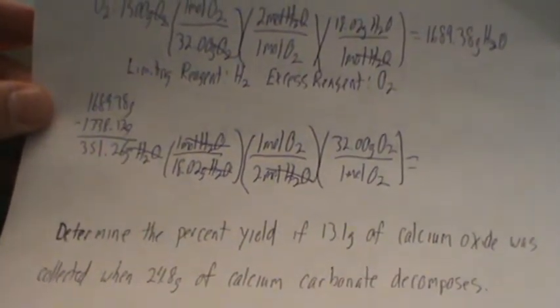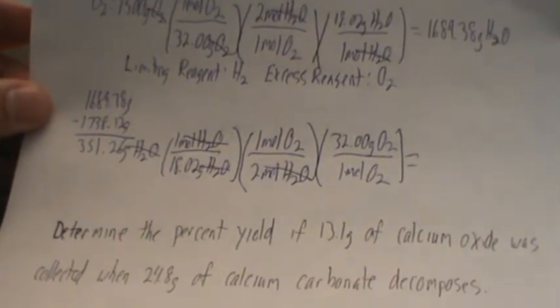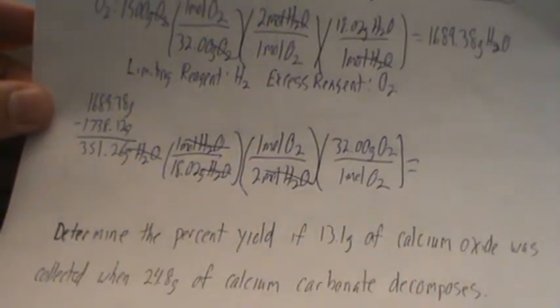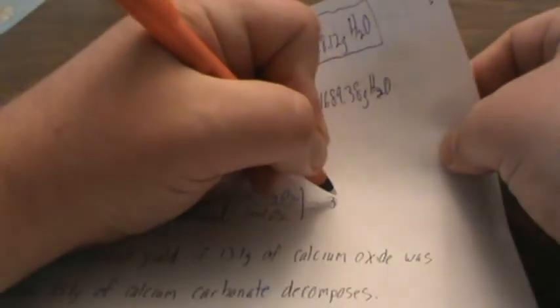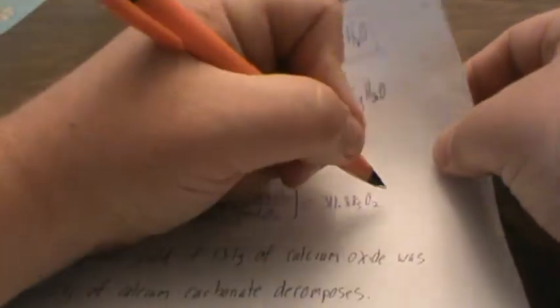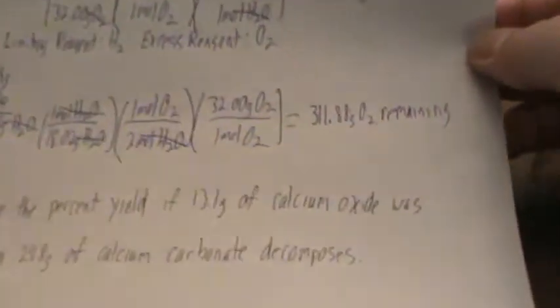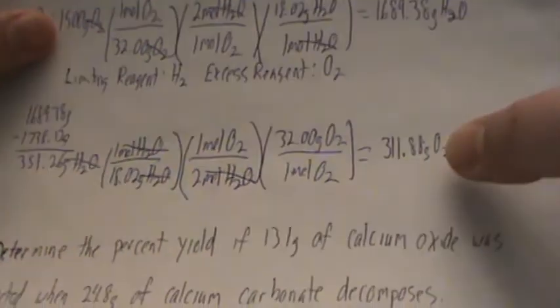So 351.26 times 32, divided by 18.02 times 2, and I'm coming up with 311.88 grams O2 remaining. So from the 1500 that we started off with, we have 311.88 remaining.